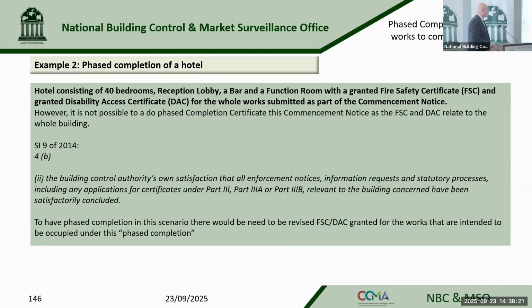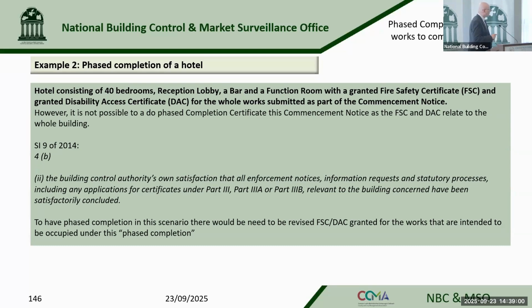So we're looking at phase completion for a hotel. So the hotel consists of 40 bedrooms, reception, lobby, bar, function room, etc. It's granted a fire safety certificate and a disability access certificate for the whole works, and it's submitted as part of one commencement notice. So it's not possible to phase that because the fire cert relates to the whole building. And when you come to CCC stage, you are signing off that you are compliant with A to M. And compliance with B is reliant on you completing the works in accordance with the granted fire cert, and compliance with M is reliant on you complying with the requirements of the DAC.